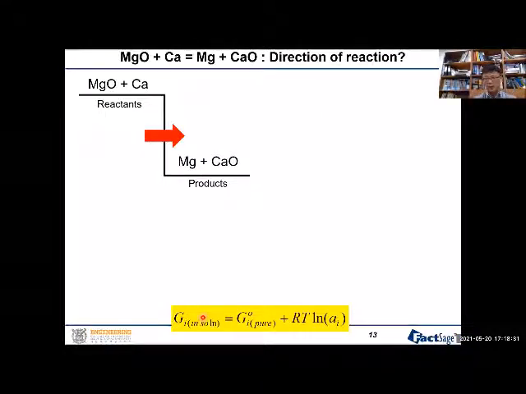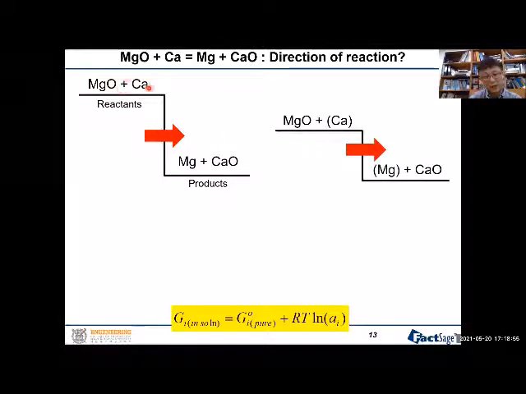Okay, so let me go back to this question again. As I showed you before, magnesium oxide and calcium can react together because magnesium oxide is less stable than calcium oxide. If everything is pure material, then the reactant has a higher Gibbs energy than the product. So we'll have the forward reaction naturally.